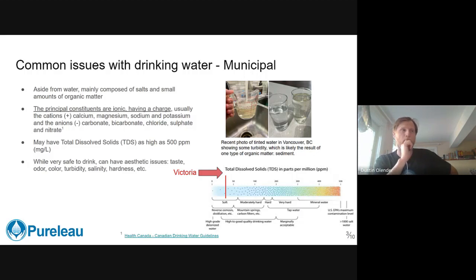One of the ways to measure the quality of your water is through something called total dissolved solids. Health Canada has guidelines around the bare minimum, and that's 500 ppm. And typically they're going for less than that. Generally speaking, all our municipal water is very safe to drink, but it sometimes has aesthetic issues around taste, odor, color, turbidity, salinity, that sort of thing.